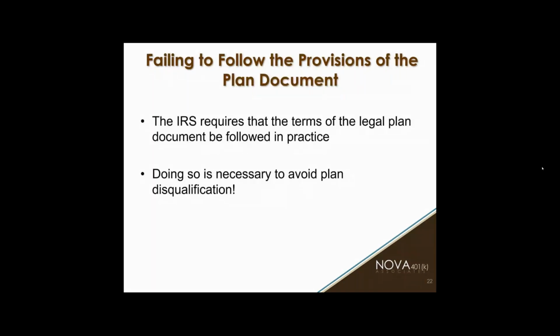So failing to follow the provisions of the plan document is a very basic operational problem that we run into. But the key idea here is it's your legal plan document that matters. Whatever's written in there in terms of what the eligibility is, the vesting, who's allowed to participate in the plan, it's that document that matters. Okay. And the IRS reserves the right to disqualify any plan that does not follow its written terms in actual practice in the real world.